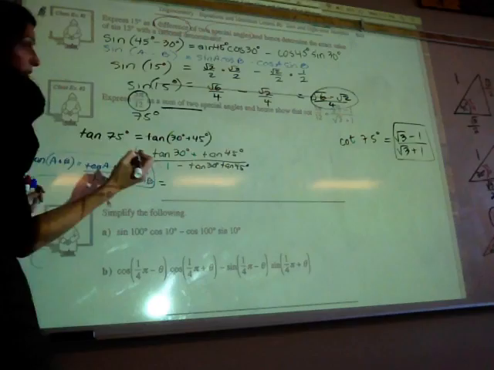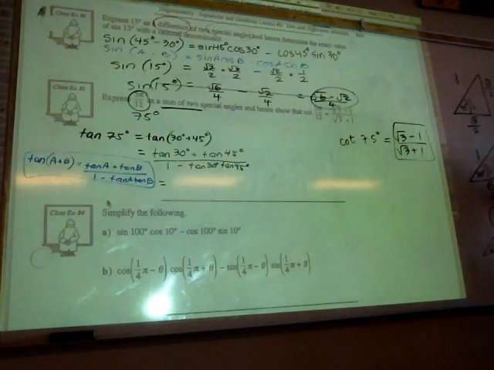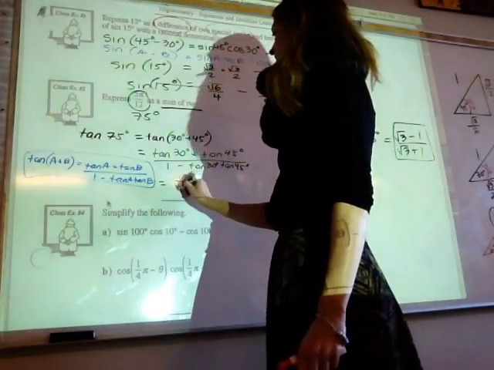So tan 30 degrees, opposite over adjacent. So if I have tan 30, that's going to be 1/2 divided by root 3 over 2. What happens to those 2's? Cancel out. So we end up with 1 over root 3. Okay, so tan 30 degrees is 1 over root 3.